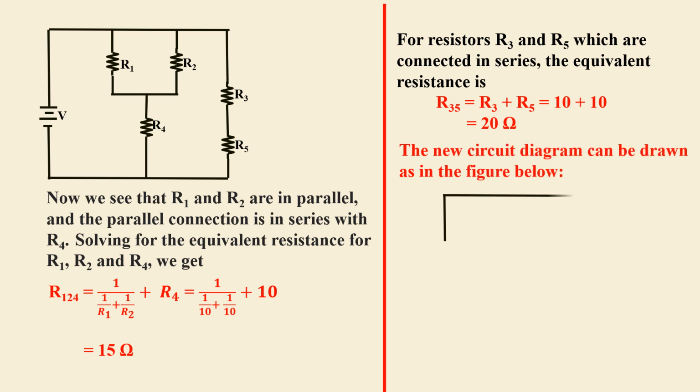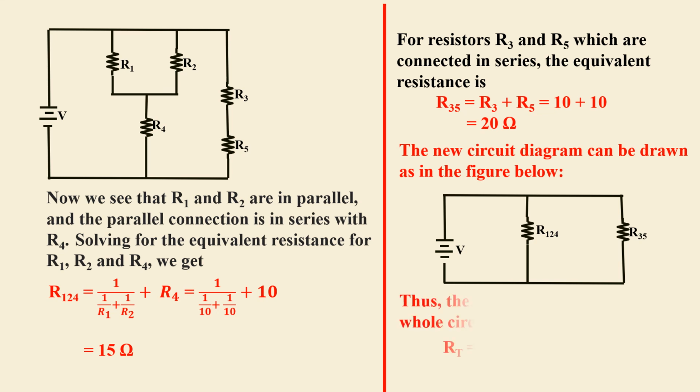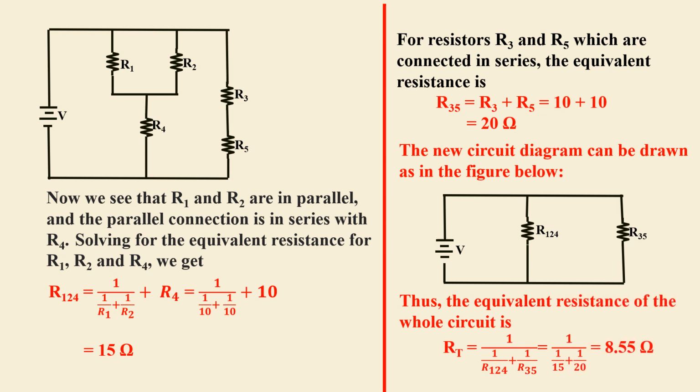The new circuit diagram can be drawn as in the figure below. So in this figure, R124 is in parallel with R35. So solving for the equivalent resistance of the whole circuit, it is RT equals 1 over 1 over R124 plus 1 over R35, and substituting the values, we get 8.55 ohms as the total resistance of the circuit.